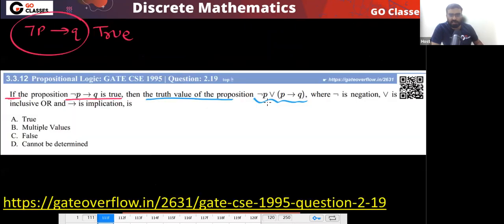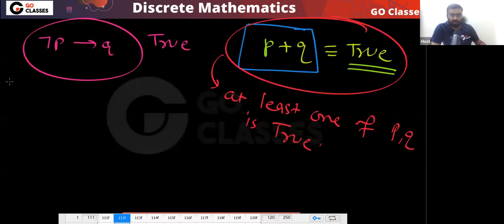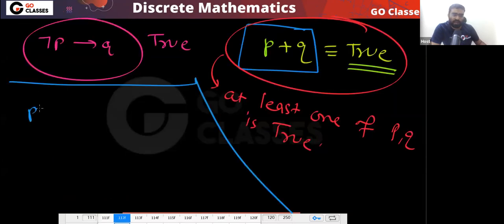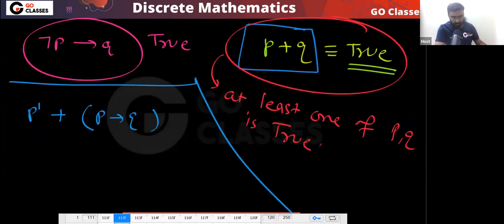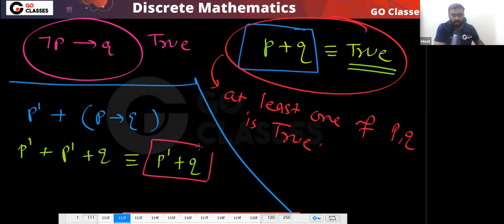Now the question is asking, in this situation, find the truth value of P dash or P implies Q. So tell me, at least one of them is true. Remember, you can simplify this first. When you simplify this, then at least one of them is true. Can you say something here?